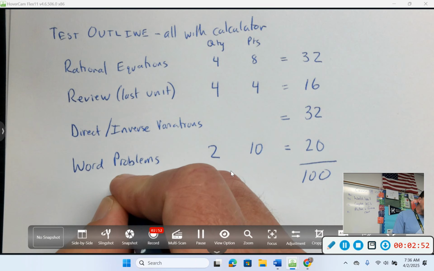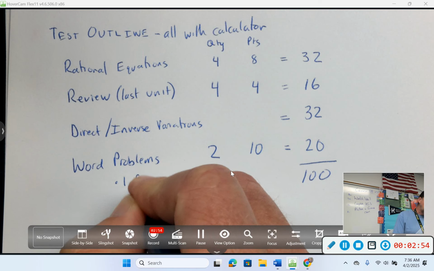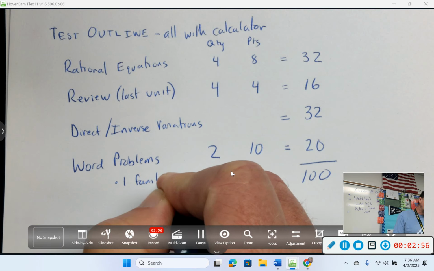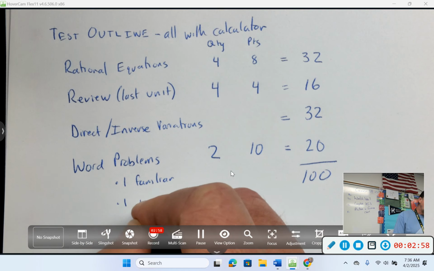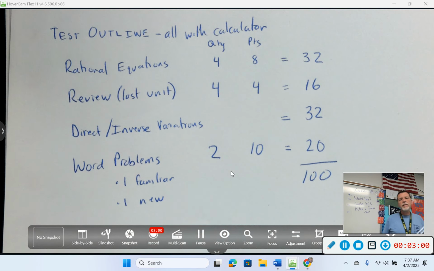And on those word problems, I would say that one of them is pretty familiar and one of them is new. I mean, you should know how, it's just we haven't seen one quite like that.